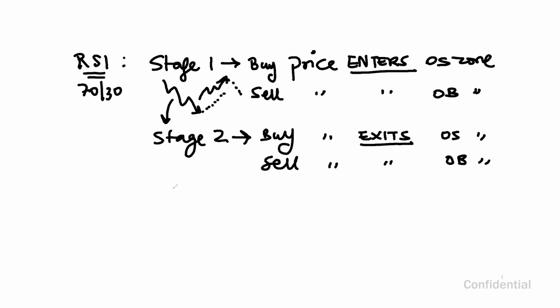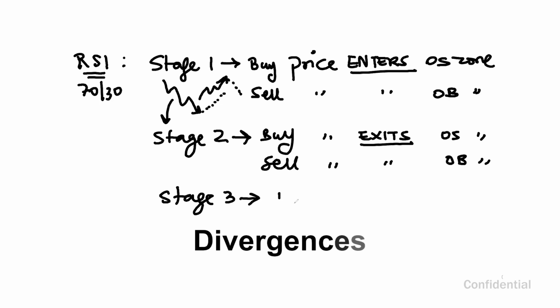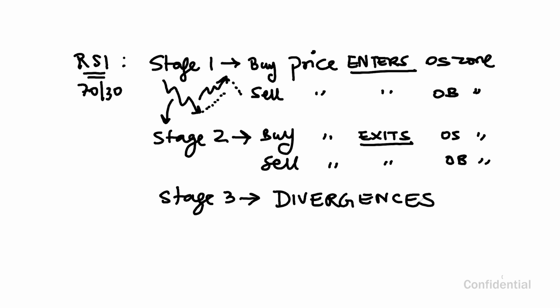Now we are coming to stage 3. Stage 3 is divergence. Using divergences, not convergence, divergence, but divergences to trade. Now, how to trade in divergences again could be of many types. Divergences are bullish, bearish. Divergences are strong, weak. There are many more things to talk about. But what exactly do we mean by divergences?